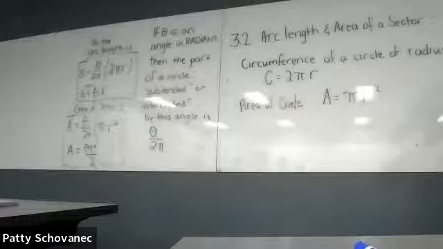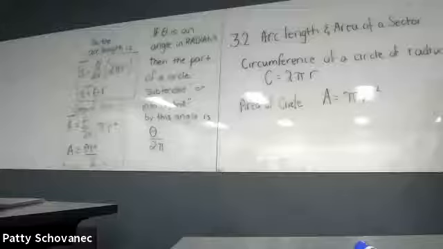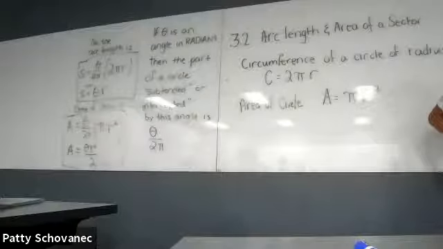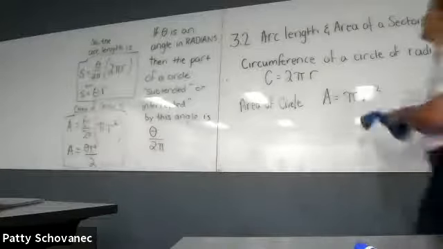Okay, so let's find some of them. Let's say we have a circle of radius 10 centimeters and a central angle of 5 pi over 8. I want to find the length of the arc subtended by that angle and find the area of the sector subtended by that angle.